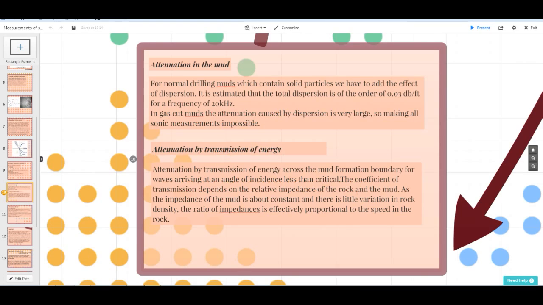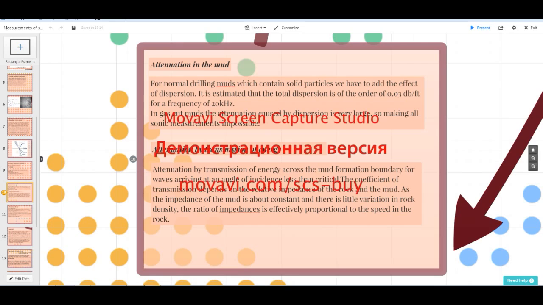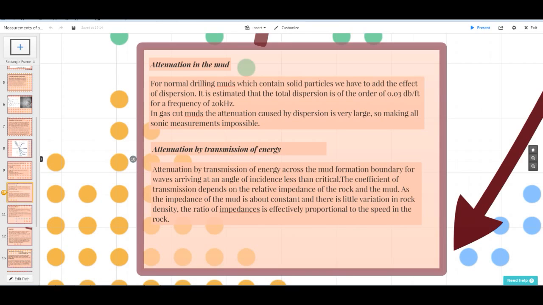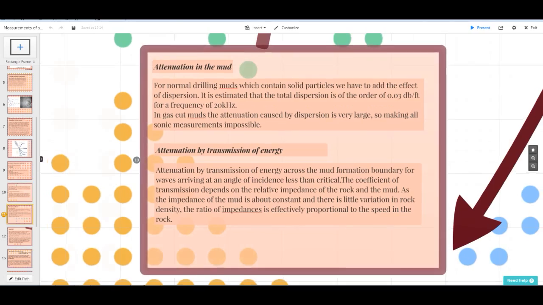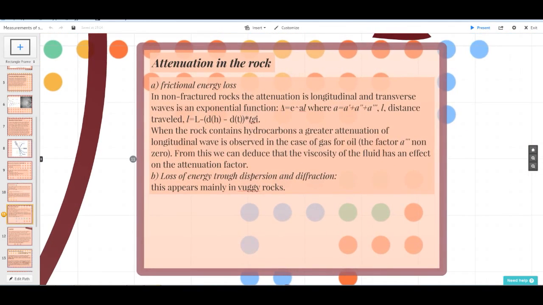Attenuation by transmission of energy across the mud formation boundary, for waves arriving at an angle of incidence less than critical. The coefficient of transmission depends on the relative impedance of the rock and the mud. As the impedance of the mud is about constant and there is little variation in rock density, the ratio of impedances is effectively proportional to the speed in the rock.